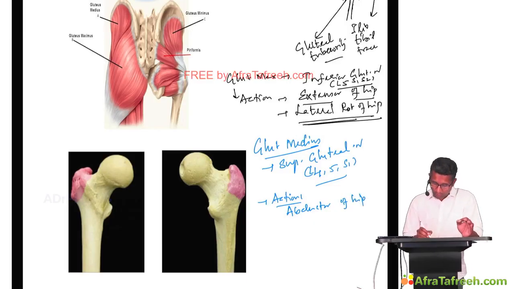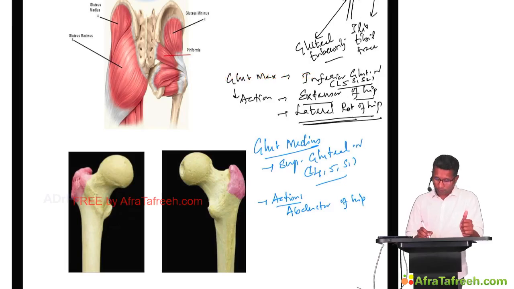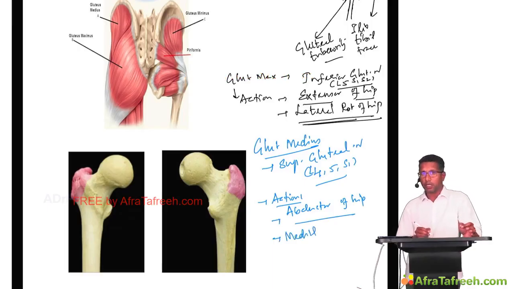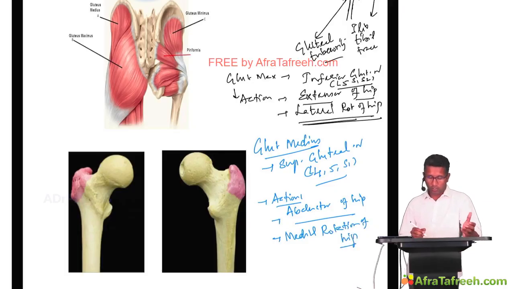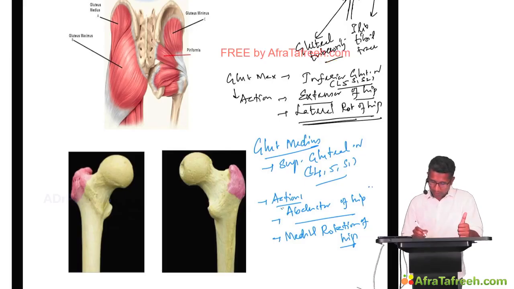This gluteus medius also has another function, that is the medial rotator of the hip joint. So always remember, if a muscle is an abductor of the hip joint, it will also cause medial rotation. The medial rotation of the hip joint is also caused by this muscle, the gluteus medius muscle, which is supplied by the superior gluteal nerve. It has two important actions: one is abduction of the hip, another is medial rotation of the hip.